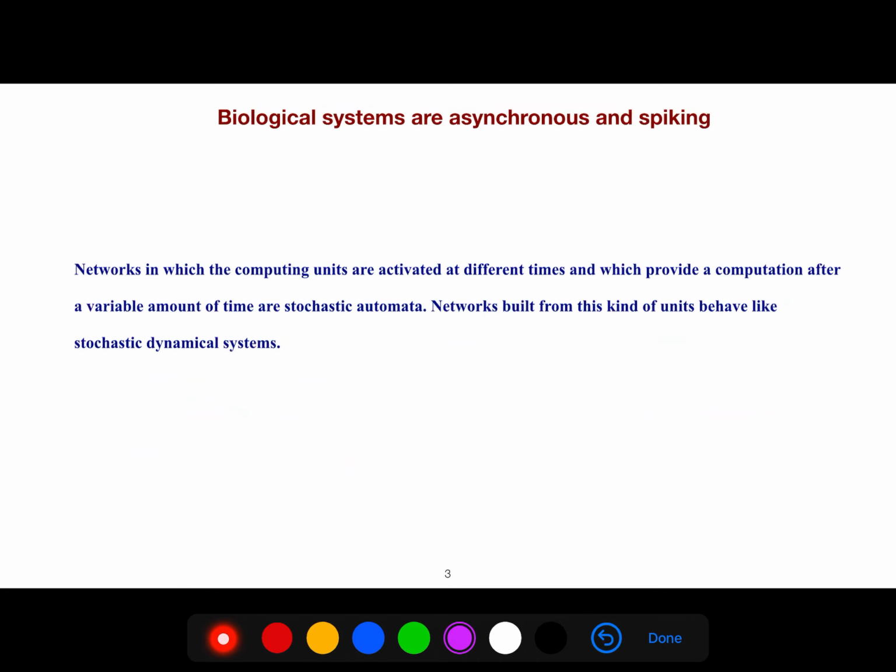Biological systems are asynchronous and spiking. Networks in which the computing units are activated at different times and which provide a computation after a variable amount of time are stochastic automata. Networks built from this kind of units behave like stochastic dynamical systems. This is the model of your brain.